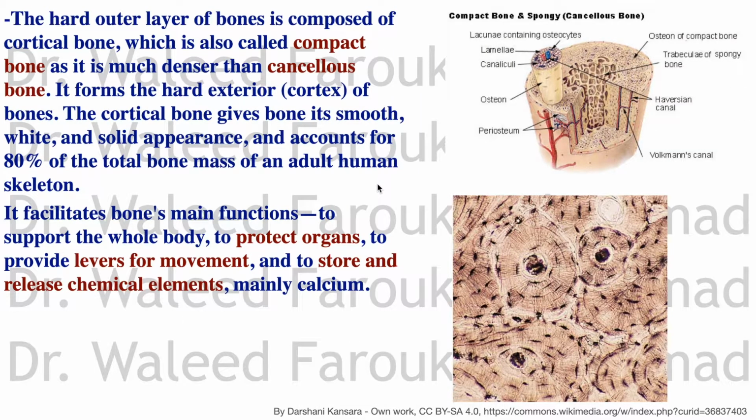Now, the cortical bone, or the outer layer of bone, is called the compact bone. It's much denser than the inside bone, which is cancellous bone. The cortical bone is responsible for the smooth, white, and solid appearance of bone. It accounts for 80% of the total bone mass in the skeleton.